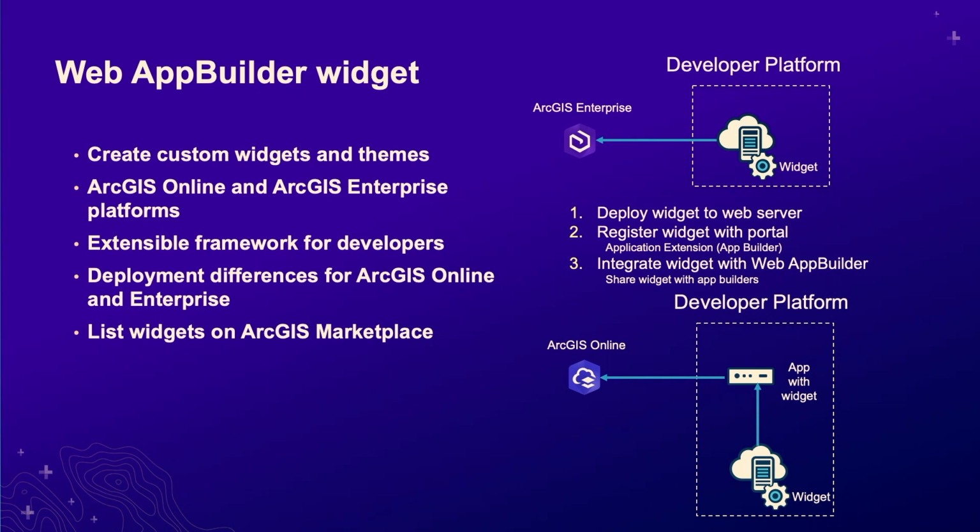As a developer, you can develop your own custom widget and then deploy the widget to a web server, register that widget with Portal, and then integrate the widget with Web App Builder. And this is how the ArcGIS Enterprise pattern works. With ArcGIS Online, it's a little bit different in a sense that you can't host custom widgets today in ArcGIS Online, so you would deploy the widget with your application to a web server and register that with ArcGIS Online.